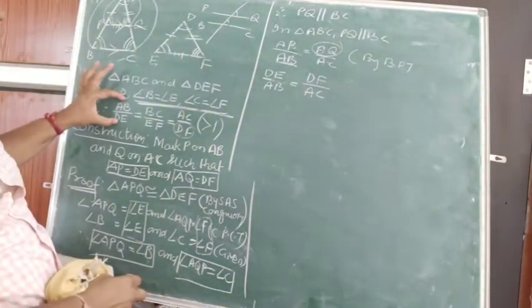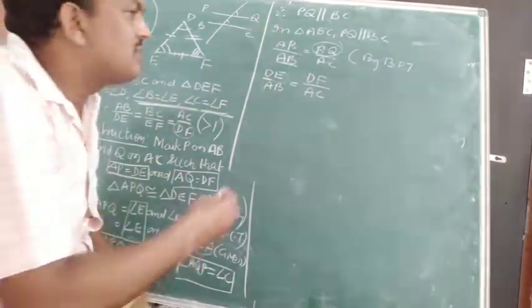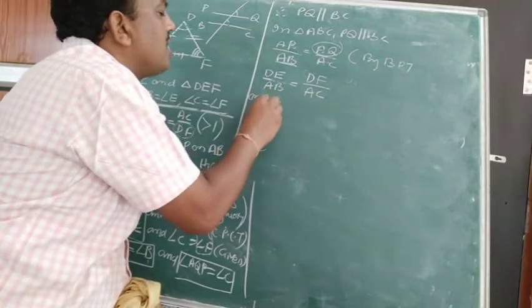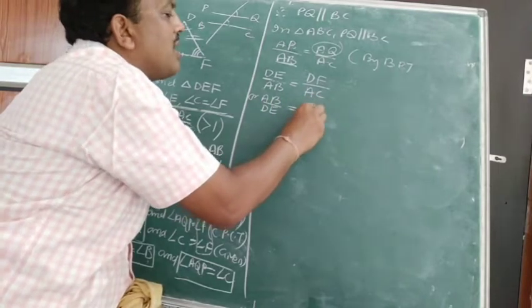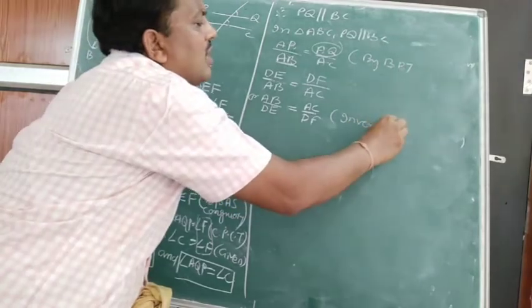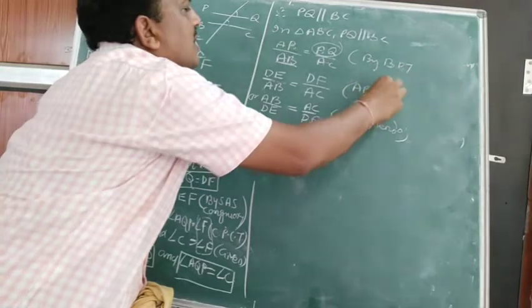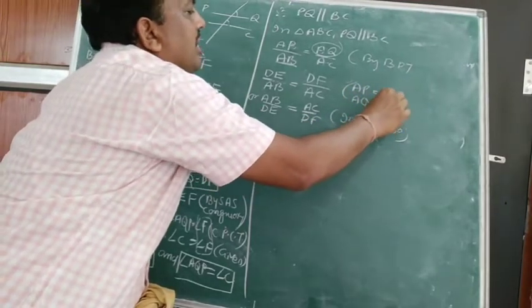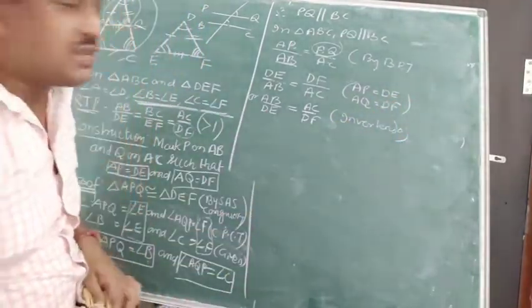We require AB by DE. Here it's the reverse, DE by AB. So reverse it, or AB upon DE. You have to reverse that side also: AC upon DF. This is called invertendo. And here you can write AP is equal to DE and AQ is equal to DF, children, in brackets. This is very important, children.